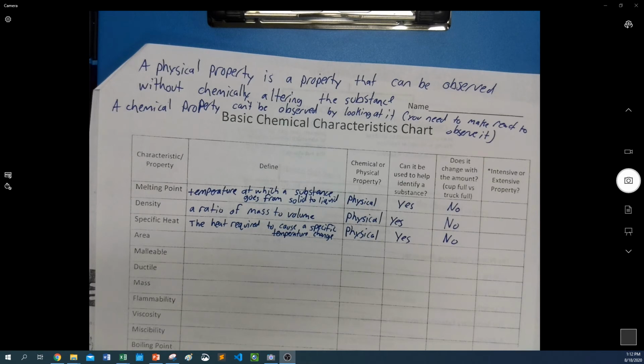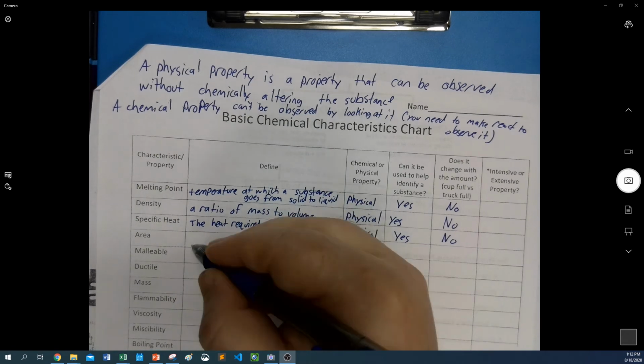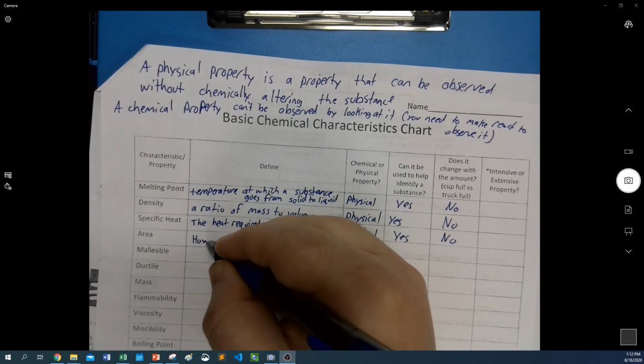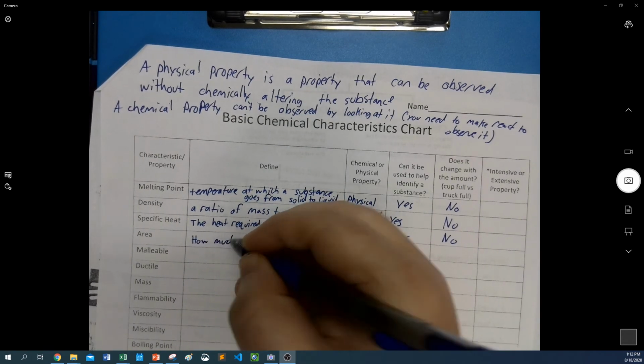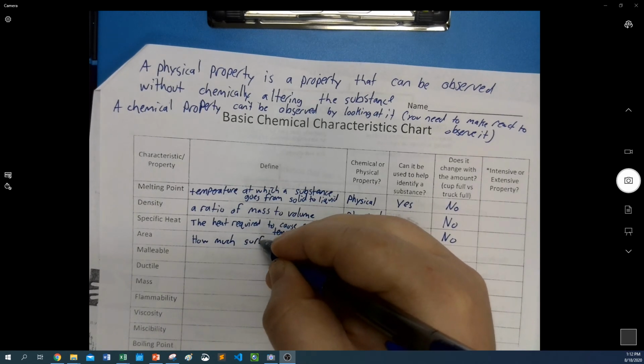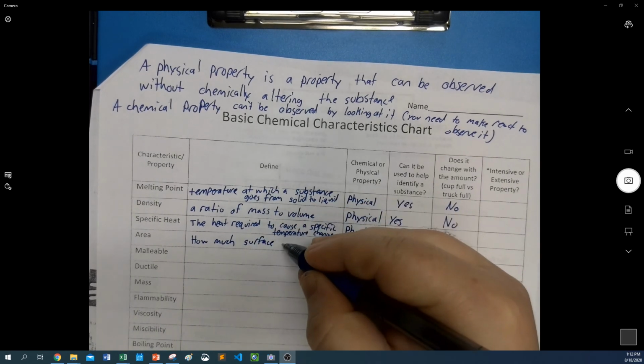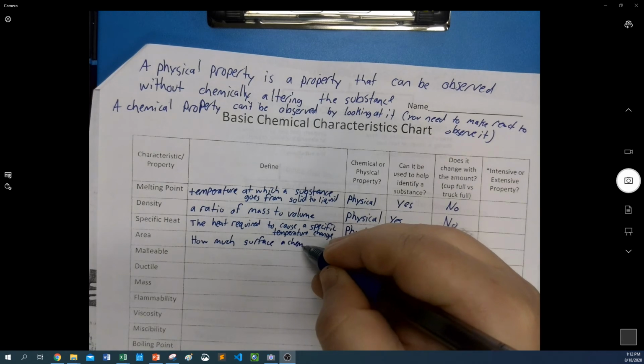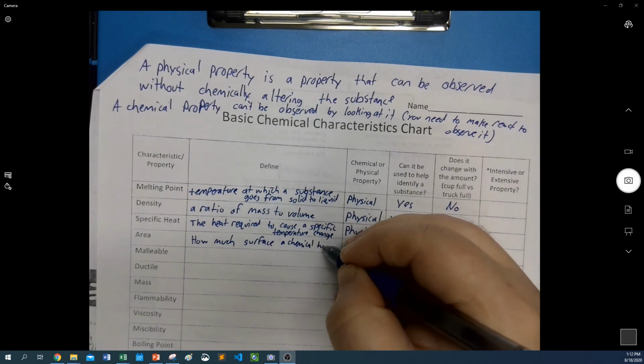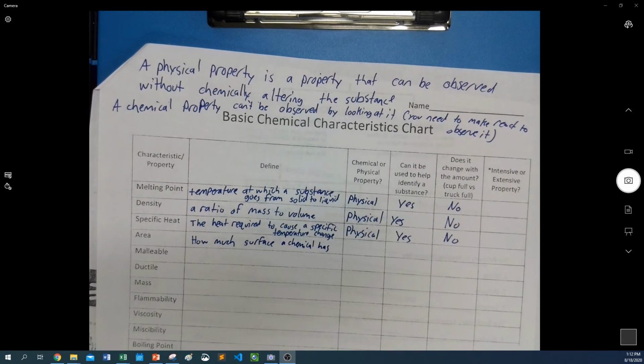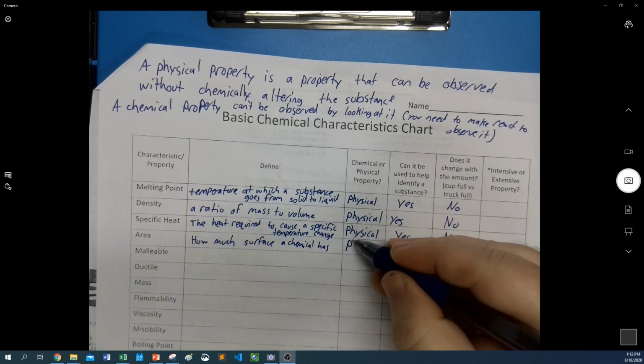Area usually refers to surface area. Can't really give a description for that because it depends on the shape. You find it in different ways. It's how much surface there is. I guess that's a good definition: how much surface a chemical has. This is also a physical property.